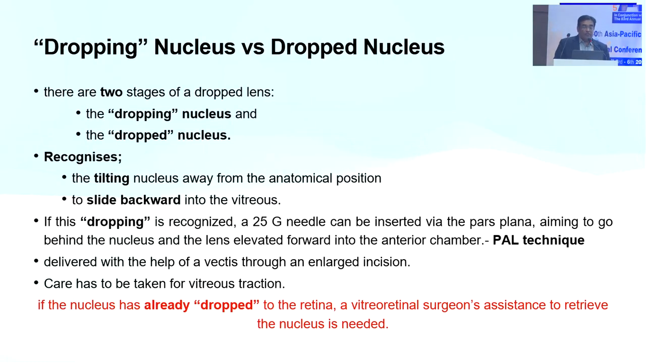There are two stages of the dropped nucleus: dropping nucleus and dropped nucleus. Dropping is recognized by the nucleus tilting away from the anatomical position and sliding backward into the vitreous cavity. If this is recognized, you can manage it with a 23 or 25G needle inserted via the pars plana, aiming to go behind the nucleus and elevate the lens forward into the anterior chamber, where it can be removed by the vectis. Care has to be taken for vitreous traction. If the nucleus has already dropped to the retina, a vitreoretinal surgeon is required.